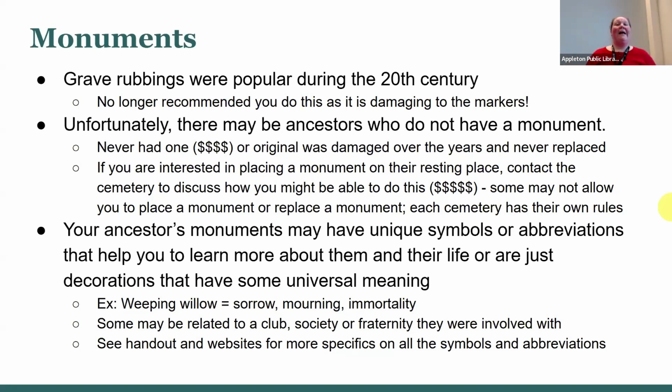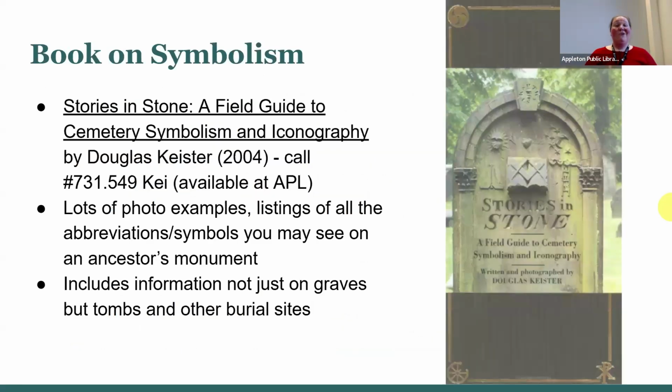There's also a couple books on the back table and books listed in your handout for you. One of the main ones that we have is Stories in Stone. This is a complete field guide to all the different symbols and icons in cemeteries. It's got a lot of different photo examples so you can see what these look like, and a listing of all the abbreviations and symbols you might be able to see. So I would look at a picture of your ancestor's gravesite and look at this book and see what the symbols might mean.